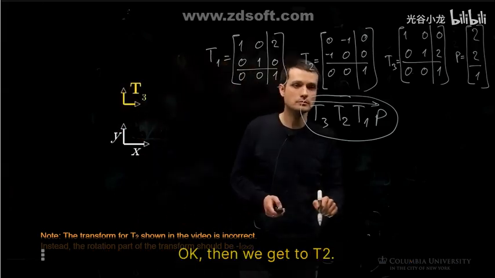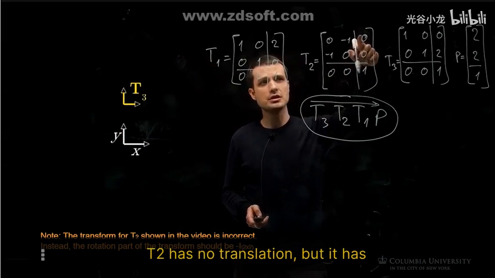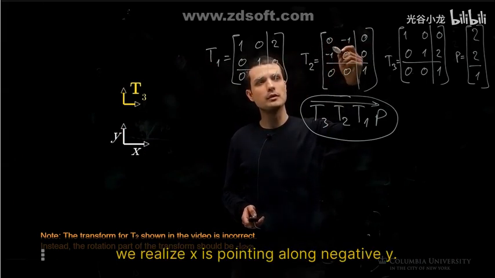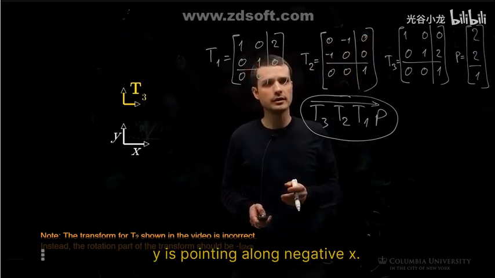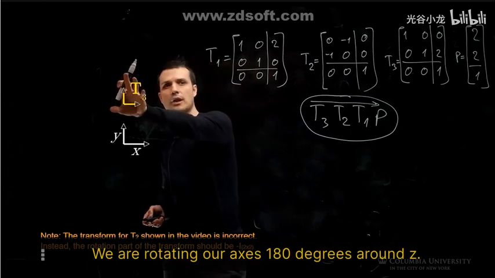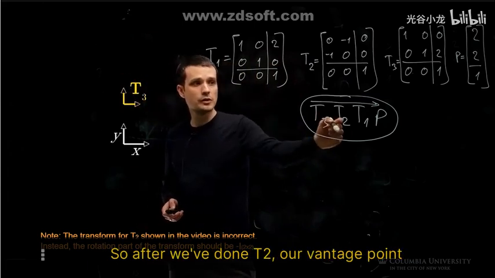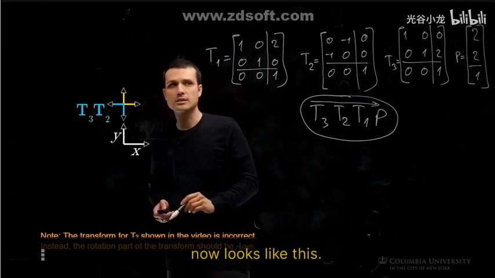Okay, then we get to T2. T2 has no translation, but it has a rotation, which if we look at it, we realize x is pointing along negative x, y is pointing along negative y. We are rotating our axes 180 degrees around z. So after we've done T2, our vantage point now looks like this.